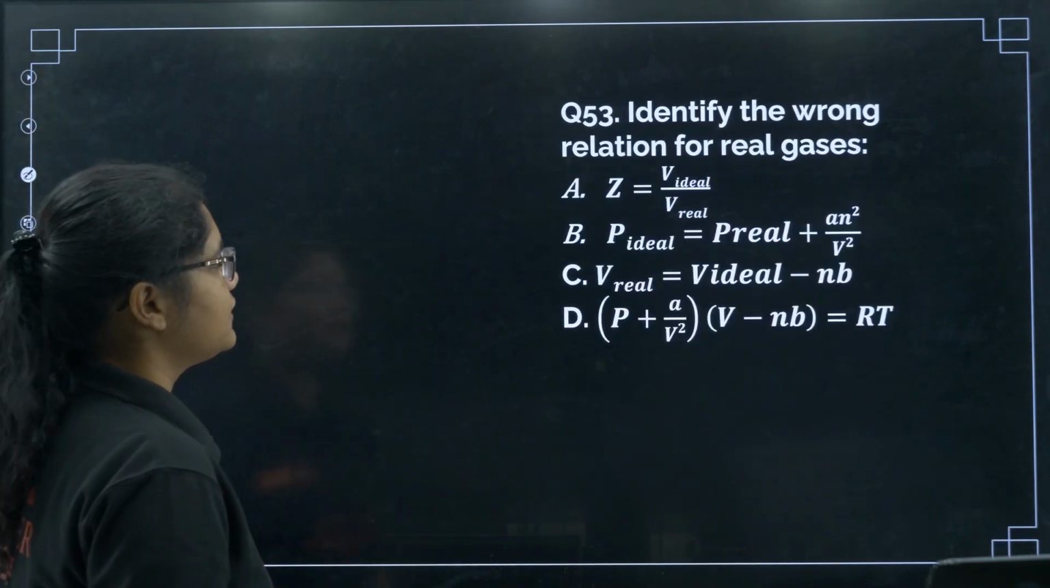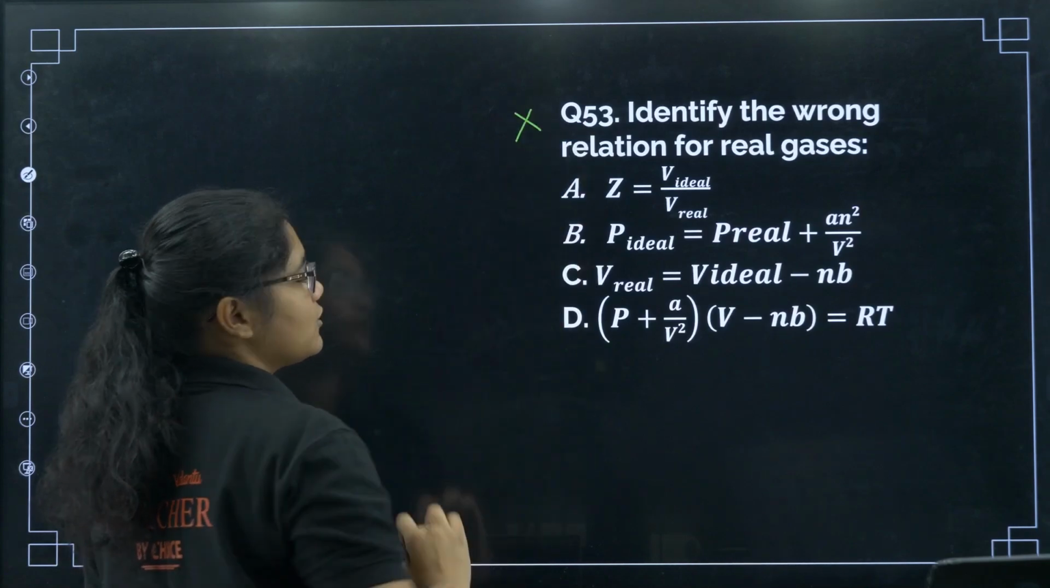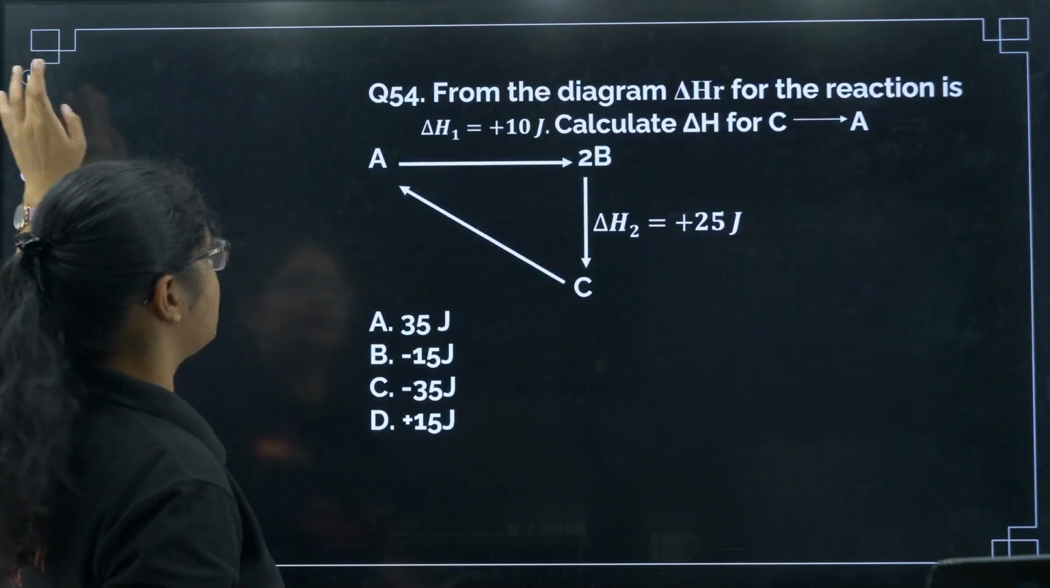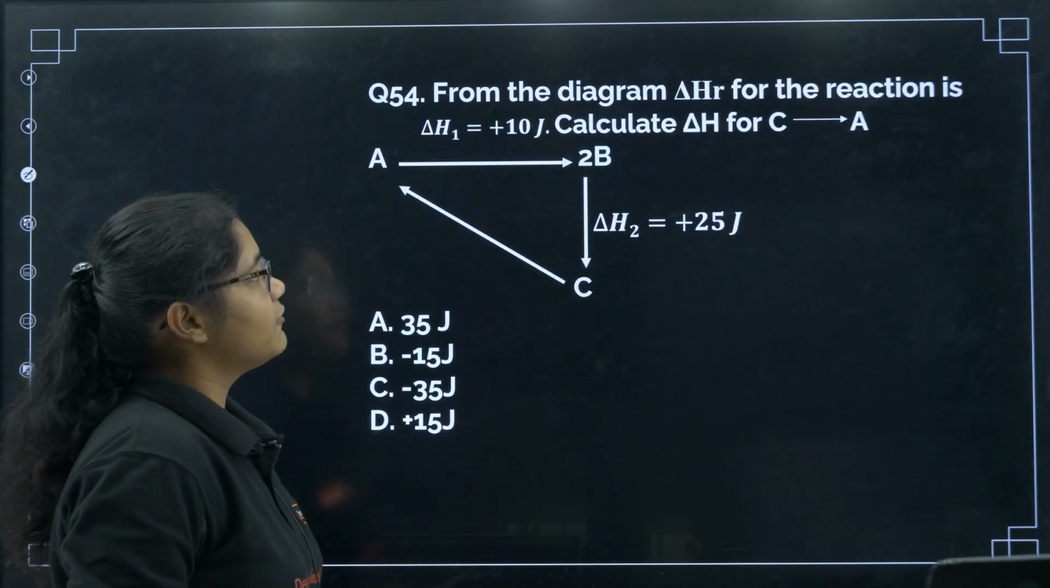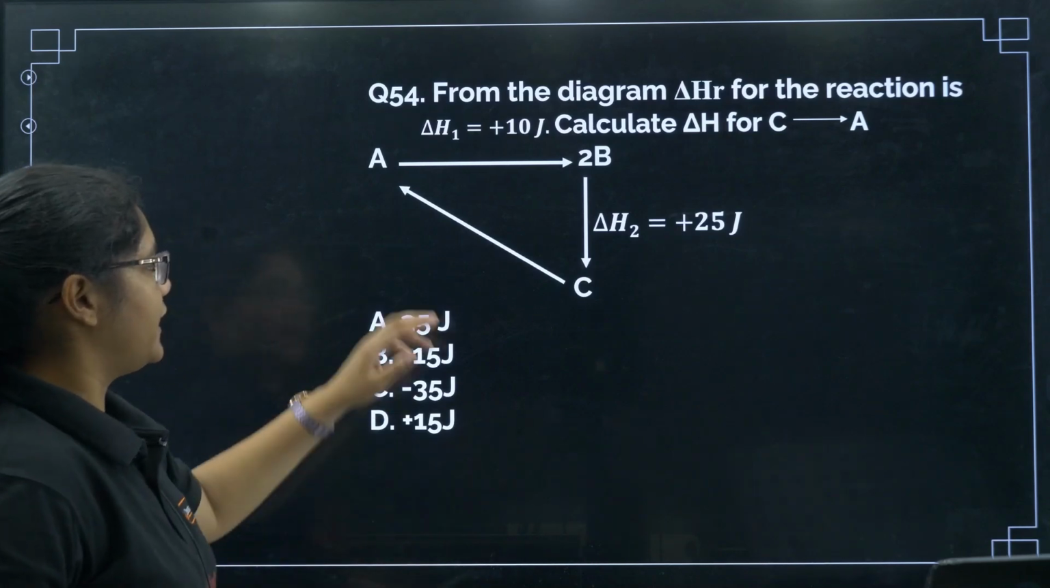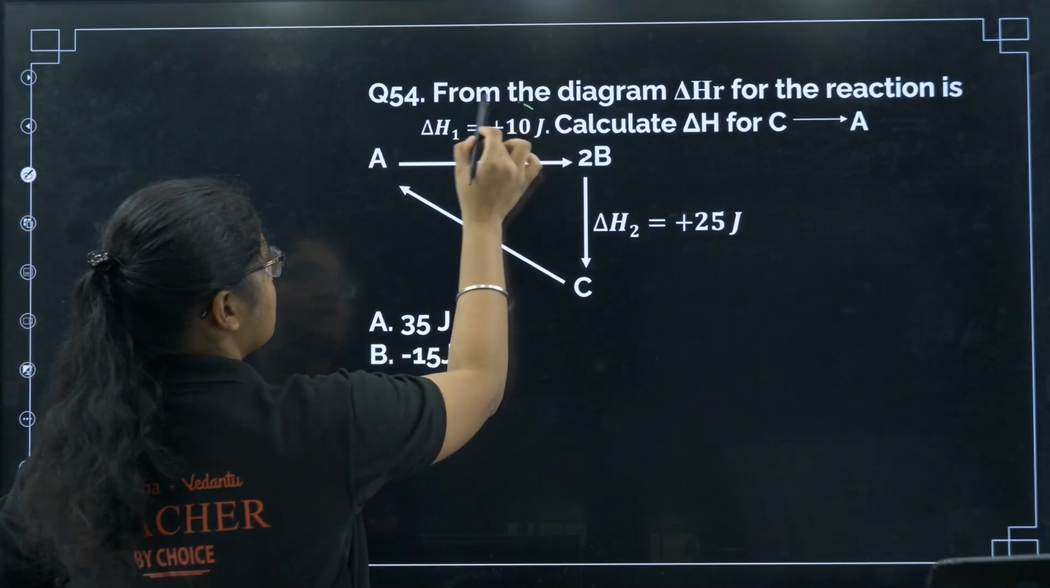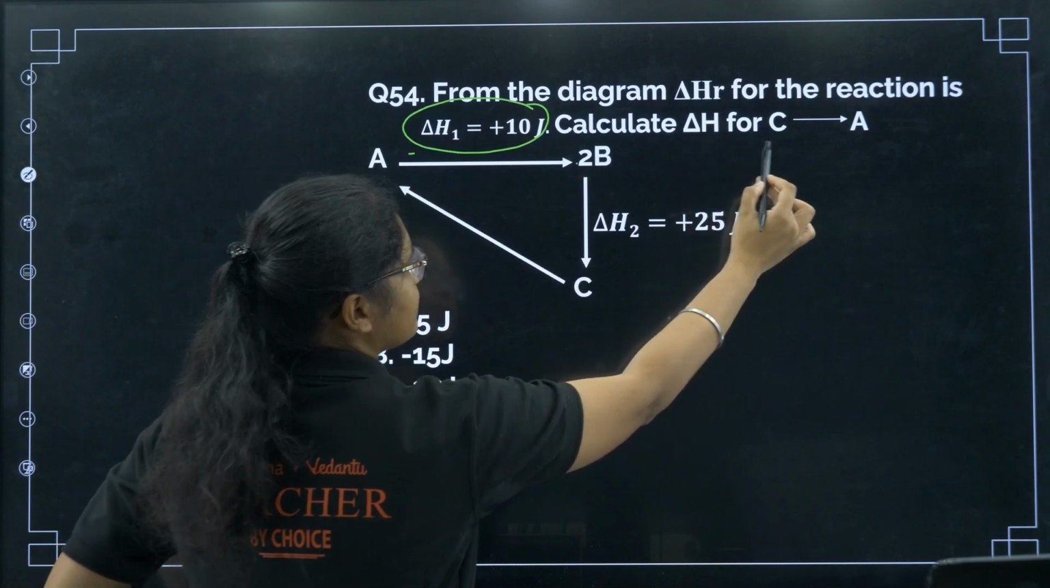Next, identify the relation for real gases. This is also from the deleted portion, state of matter. Okay, next question, from the diagram for the reaction, this is your H1 value, A to B, calculate C to A.